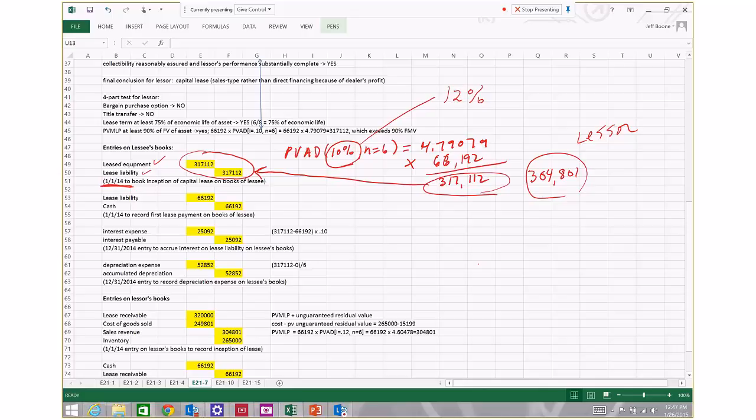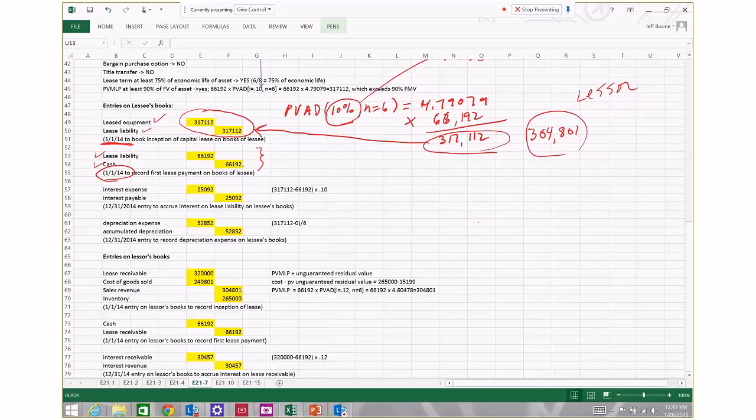Okay, the other entry that's going to be made on the lessee's books on the inception date of the lease is to record the first lease payment. The lessee is going to debit the lease liability account and credit cash for the amount of the first lease payment, which is in the amount of $66,192. Again, there is no interest associated with this payment that has to be recognized by the lessee, because the payment takes place on the very same day that they enter into the lease obligation, so there has been no passage of time and hence no opportunity for interest to accrue on the lease liability.